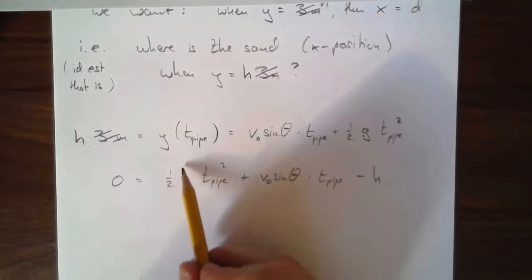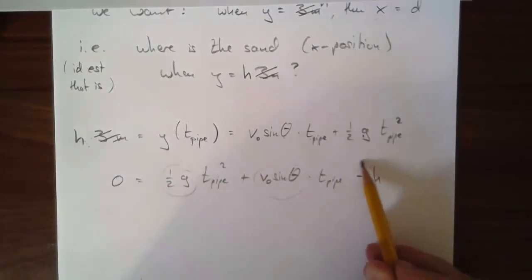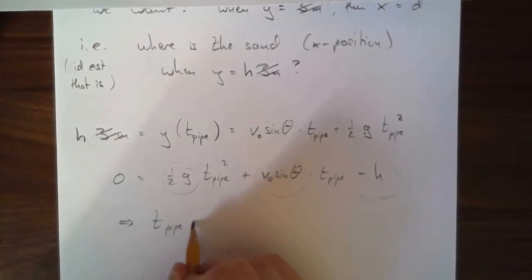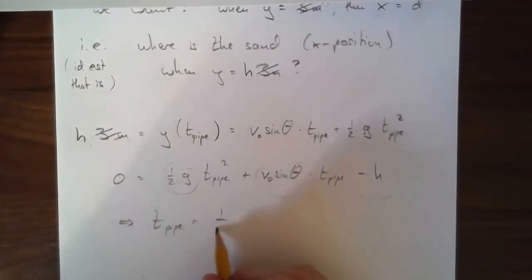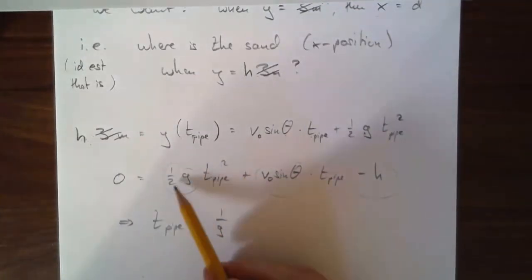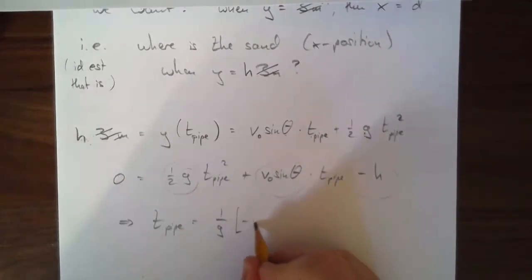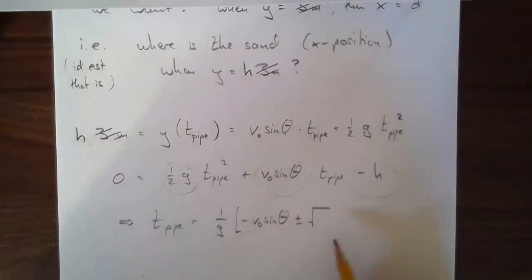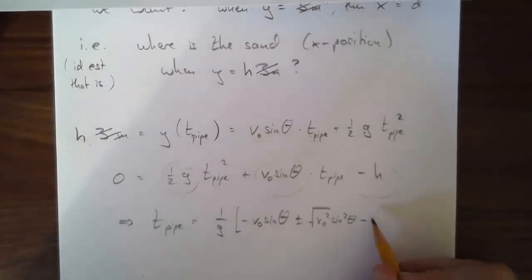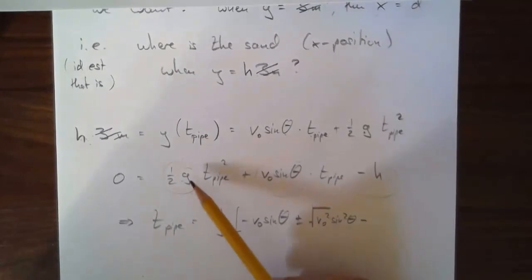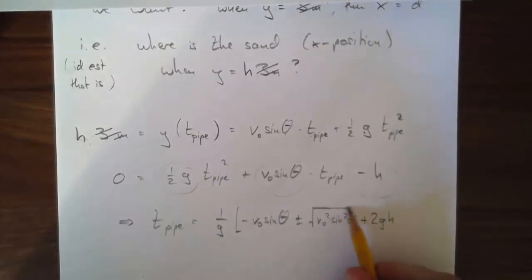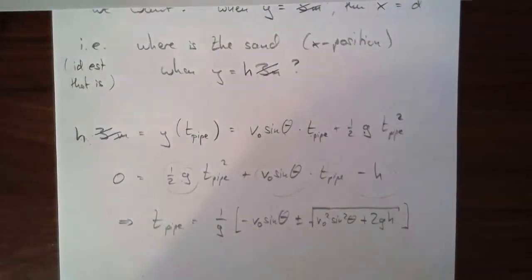So I can now identify my coefficients: this is my A, this is my B, this is my C. And so the quadratic equation tells me that t pipe, which by now of course you all know off the top of your head, is 1 over g, because 2 times a half goes away, times minus v naught sine theta, plus or minus the square root of v naught squared sine squared theta minus 4ac. 4 times this times this, there's a minus that cancels out the minus, 2gh, like this, and that's it.